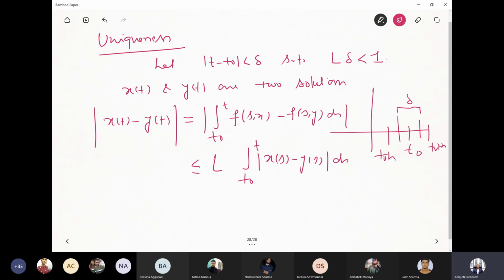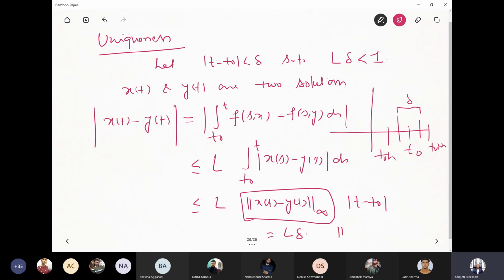So take the maximum or the supremum of this. So let me write this as the norm of x(t) minus y(t). I'm taking the maximum outside the integral, times mod t minus t naught. So this is now a constant, and what we have is L into delta. So this is L delta into the norm of x minus y. And because it is a constant on the right hand side, you can take the supremum on the left hand side. So this also becomes this, and you cancel this, you get 1 less than L delta.